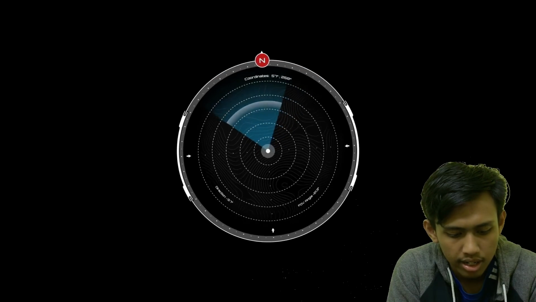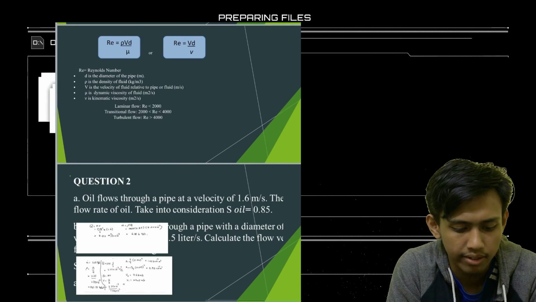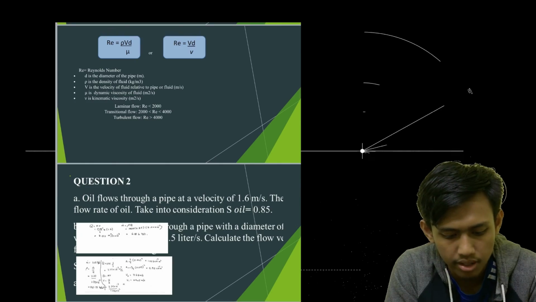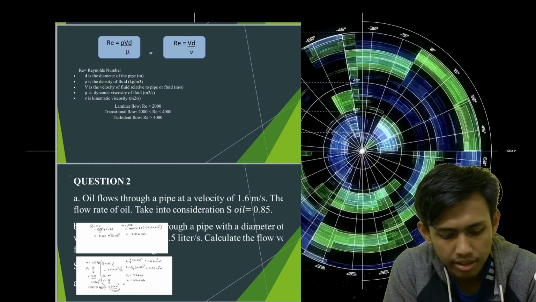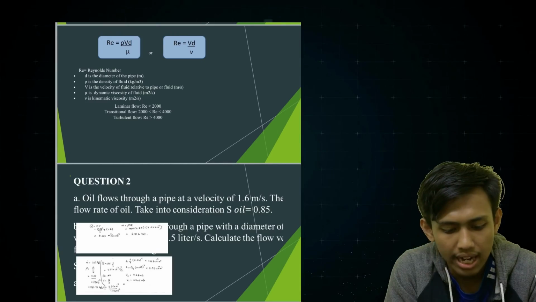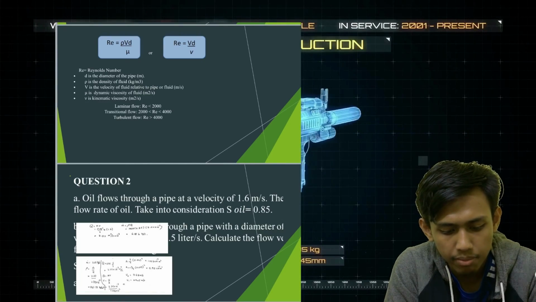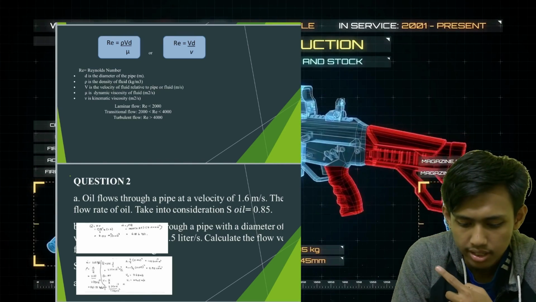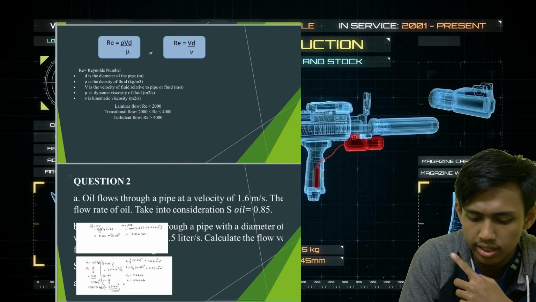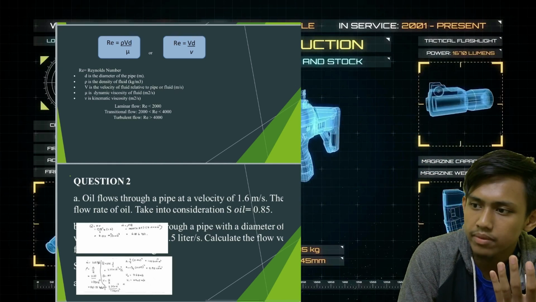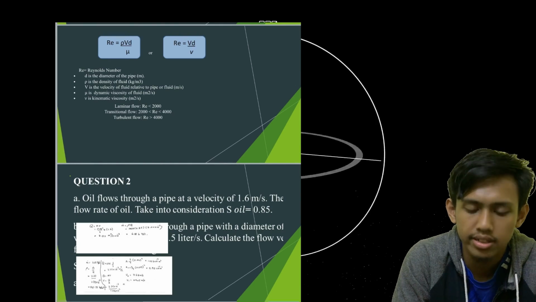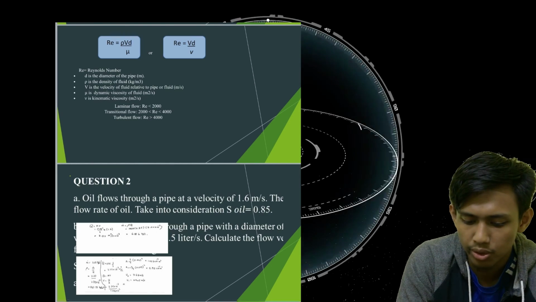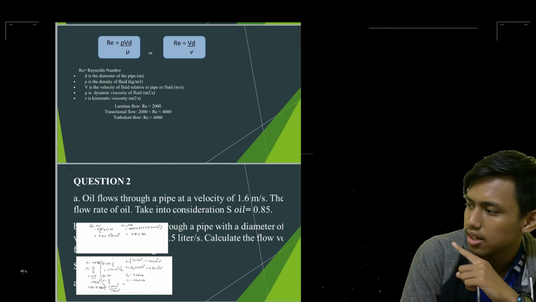So I will explain the formula for chapter 5. We use Re equals rho V D over mu, or Re equals V D over nu. So you can see the formula here, and you can use it for the exam. You saw the question: question 2 is an example of the question. So you can study with this slide.